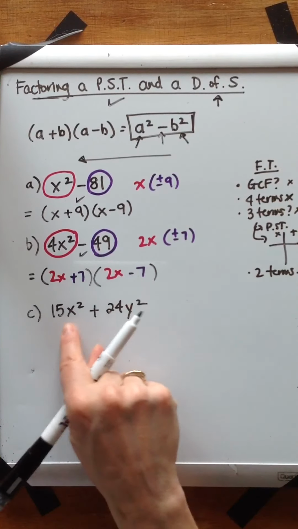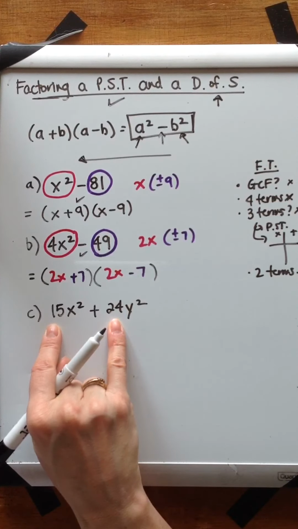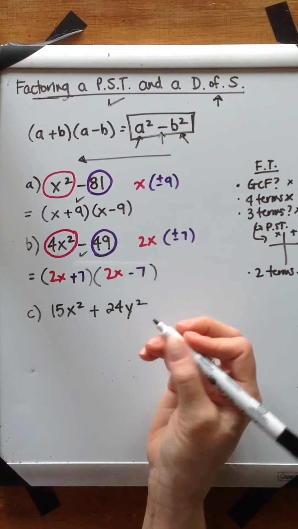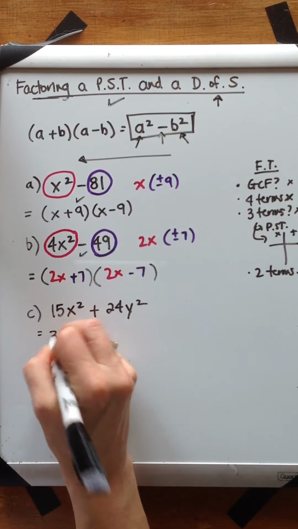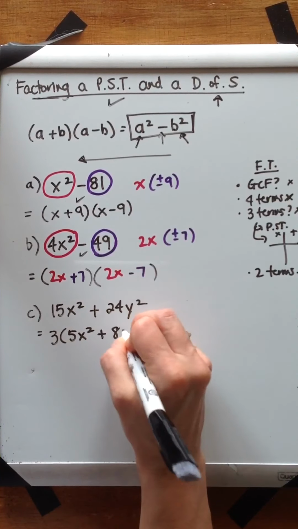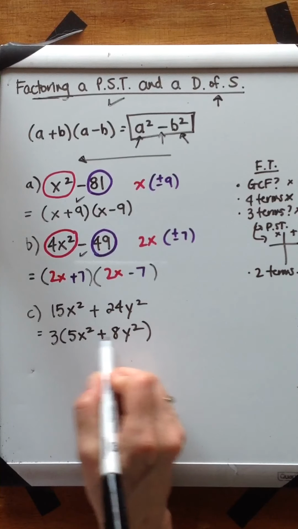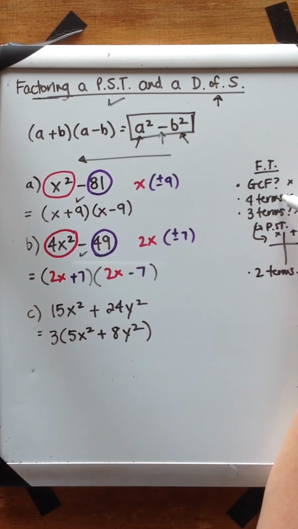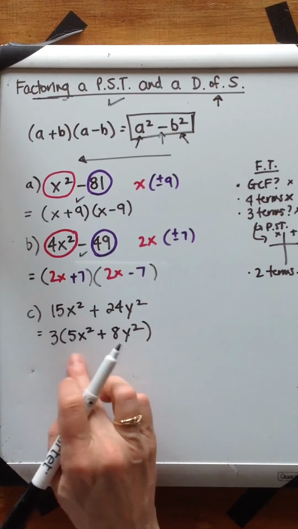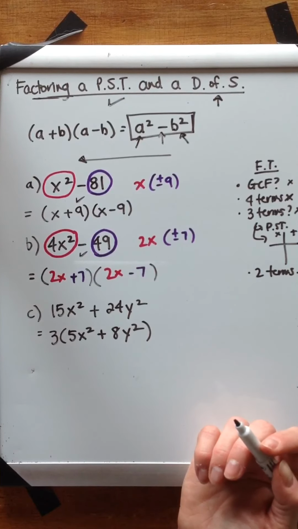Is there a greatest common factor? Well, they both have a factor of 3 that we can take out, so we should take it out. There you go. Done. What's left to factor does not consist of 4 terms or even 3 terms. It consists of 2 terms. So we will apply then the difference of squares test to see if we can factor it further.